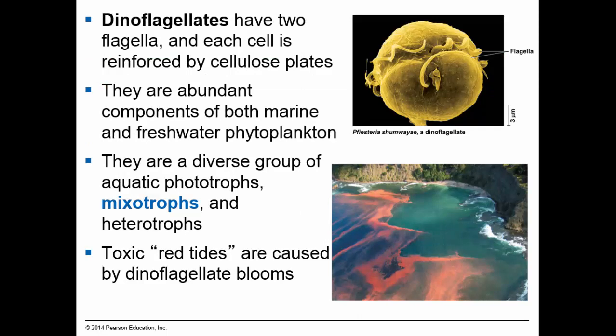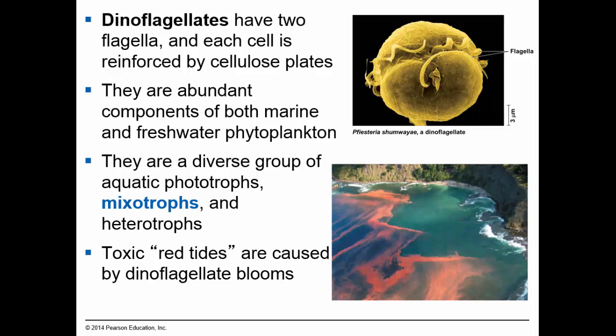Dinoflagellates are a group that move around by using two different flagella. Remember, those are the whip-like structures that are involved in movement. The dinoflagellates also have a very tough outer structure made out of cellulose. They're extremely abundant in both marine and freshwater environments.